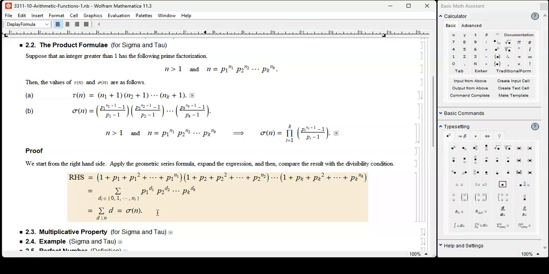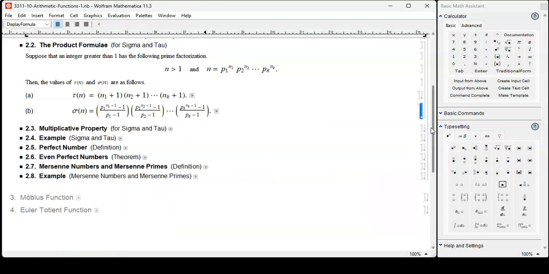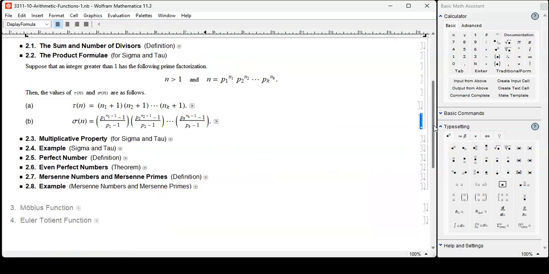And that's the definition of sigma n. So that's how you can prove the second product formula. Also remember the special case. If you have just one prime factor, p to the nth power, then we just have a product of one parentheses, the product of just one geometric series formula.